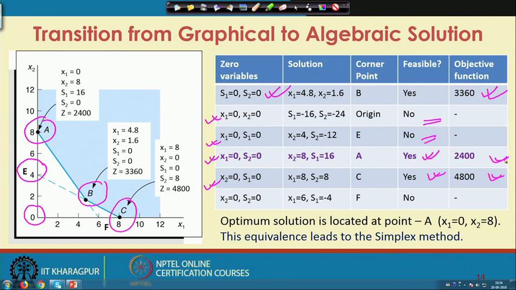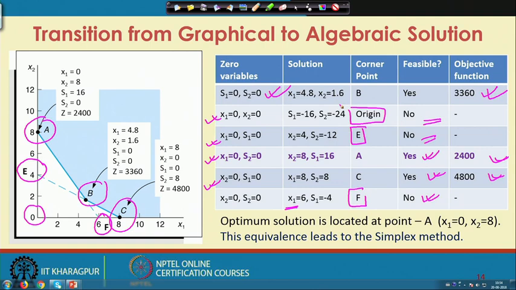Finally, x2 equal to 0, S2 equal to 0, x1 equal to 6 and S1 equal to minus 4 as the solution. This corresponds to point F. This is not feasible because it is lying outside the feasible region. Note that point E, point F and the origin are outside the shaded region. Shaded region represents the feasible region here.